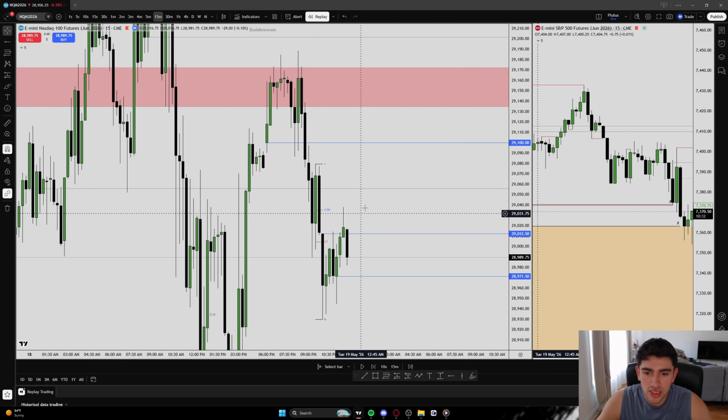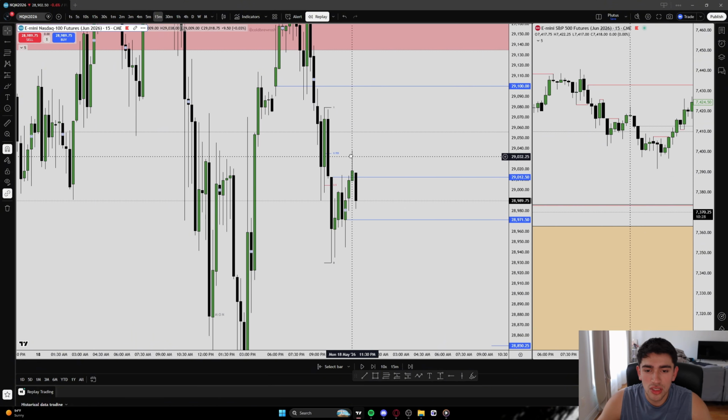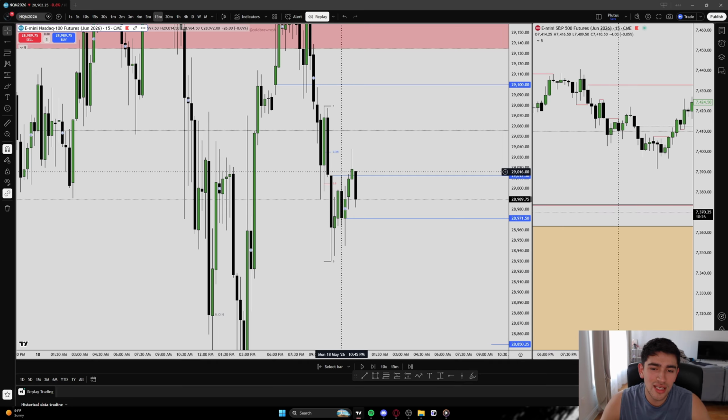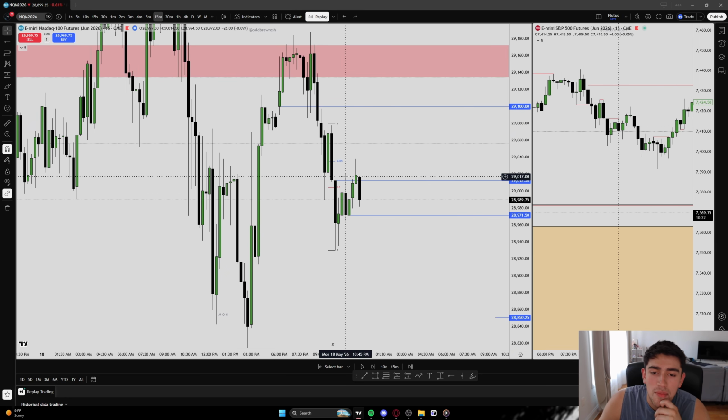We have this potential continuation model. As we can see, you never really take first tap essentially. You could take first tap, but it just depends on structure. Me personally, I don't take first tap unless time is aligning perfectly.